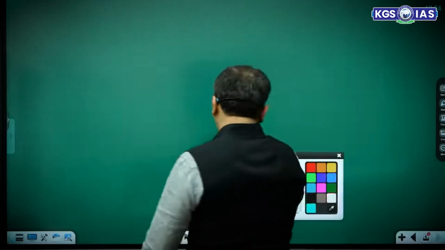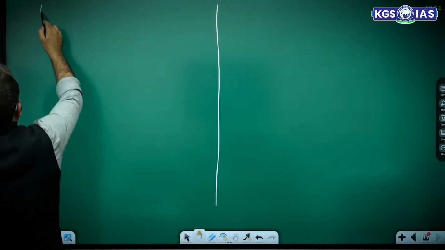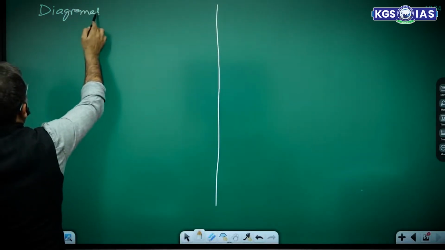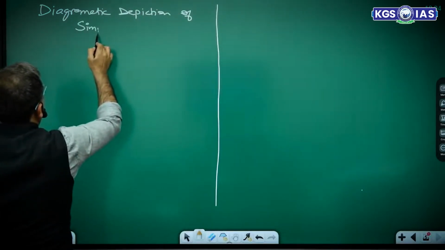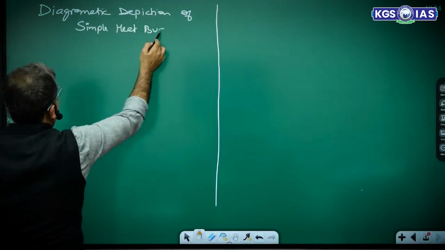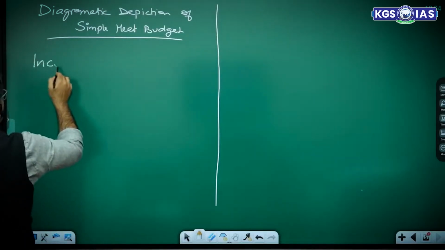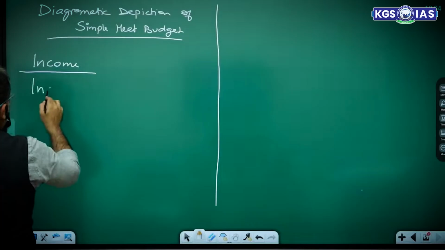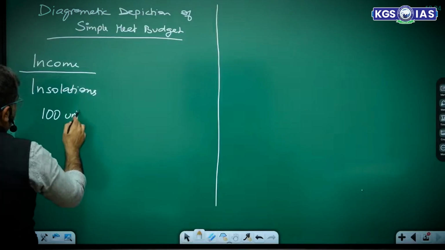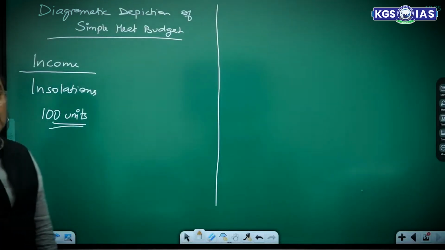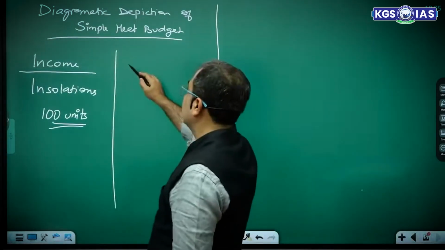So let me give you a graphical or diagrammatic depiction of simple heat budget. ठीक है. Income, insolation, let us assume they are 100 units. Income, how many are there? 100 units. Now we're looking at expenditure.